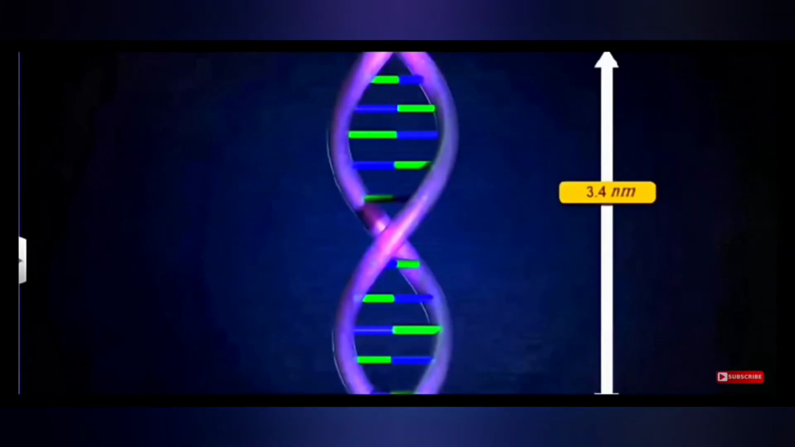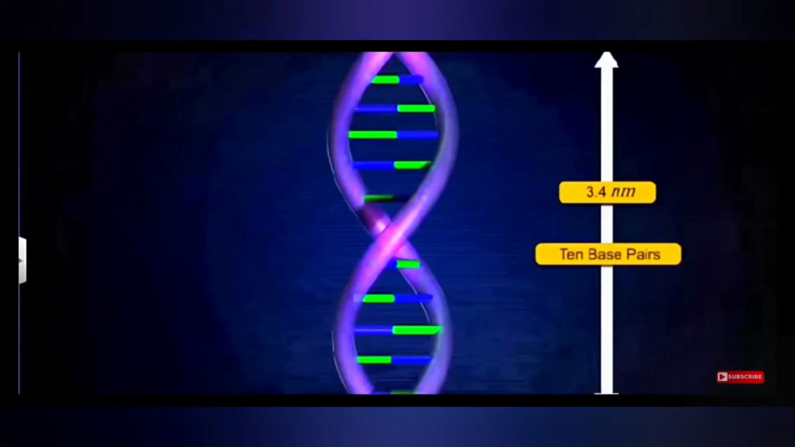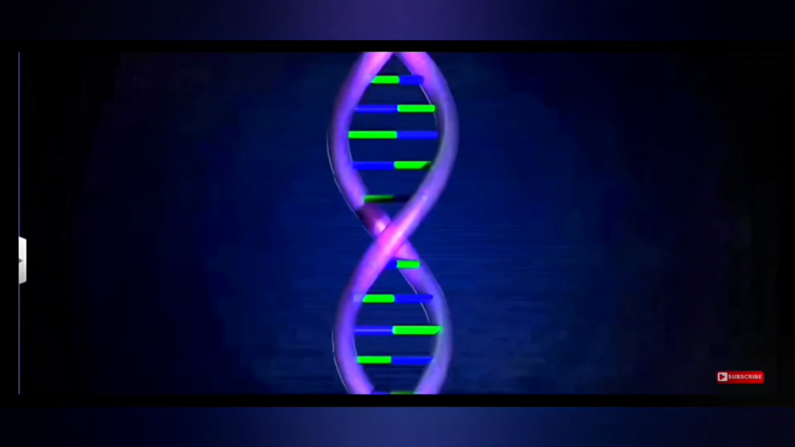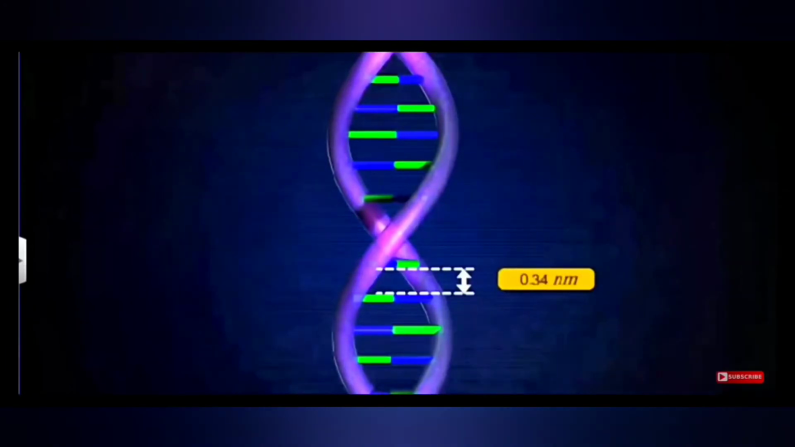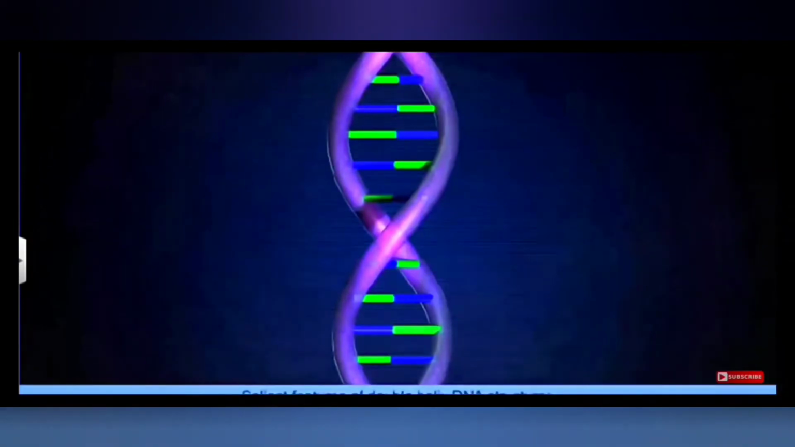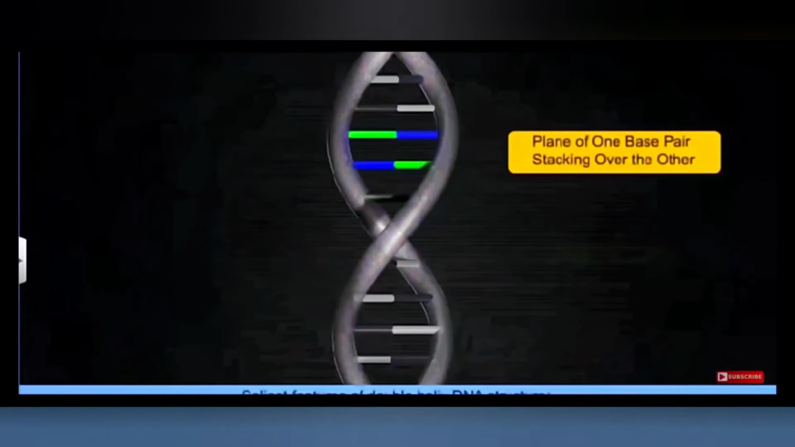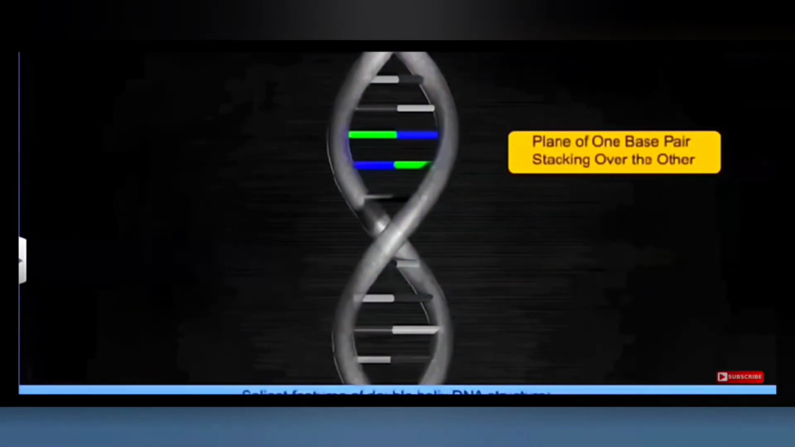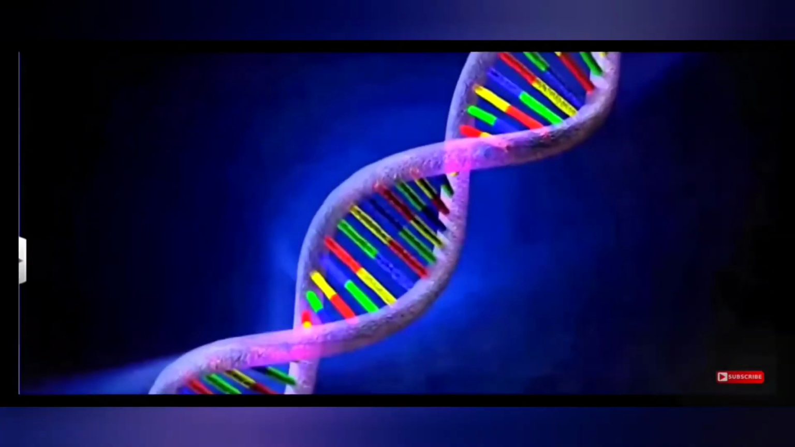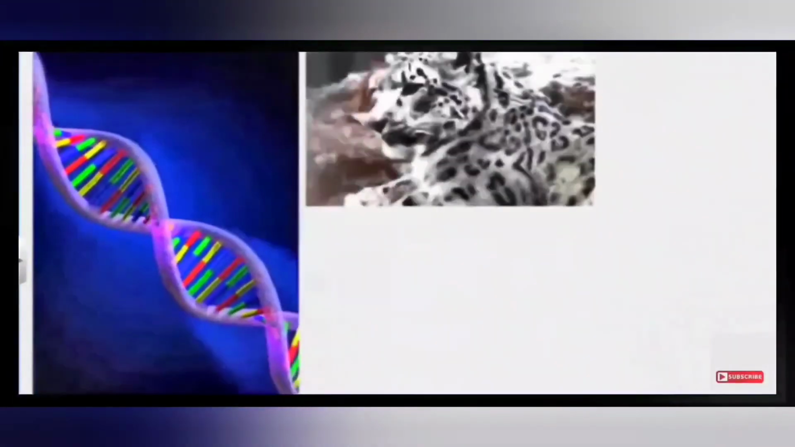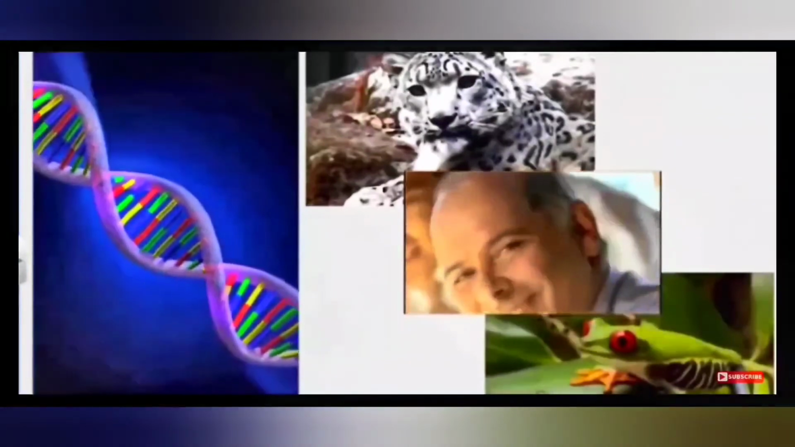If you see the dimension, one spiral of DNA is 3.4 nanometer in length, having 10 base pairs. As a result, the distance between two base pairs will be 0.34 nanometer. And if we see the width, it is 2 nanometer. As a result, the plane of one base pair always stacks over the other, which gives a very sturdy structure to the molecule of DNA, and it remains stable.